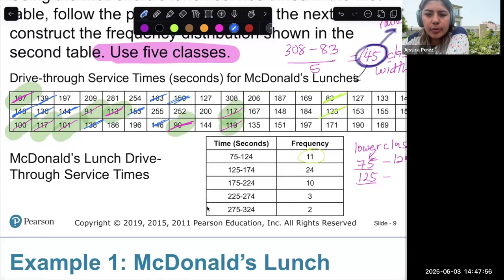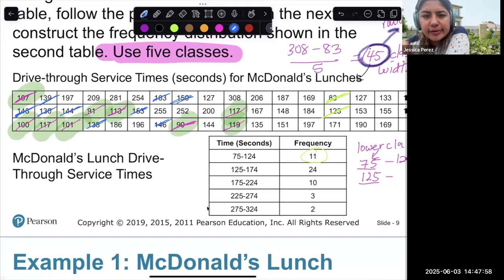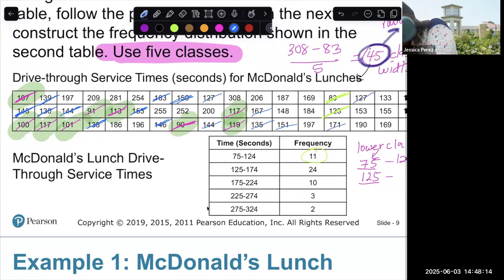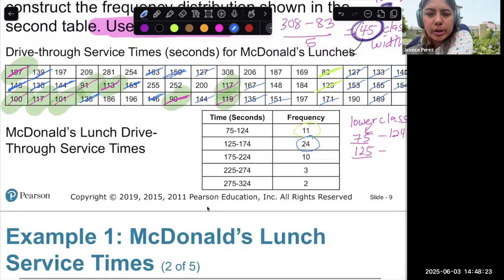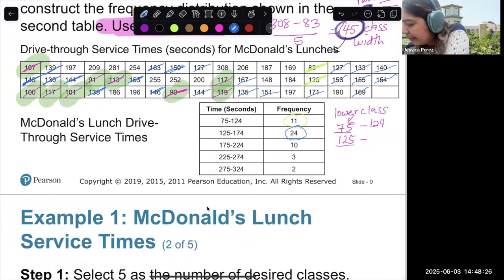So then we will count in one of the numbers between 125 and 174. So then we're going to go ahead and continue. And then as we're crossing them out, all the way to 174, we see all of these. That's going to give me a tally of 24 of them. And then I'm going to do the same thing from 175 to 224. I should get 10 of those, 3 and 2.